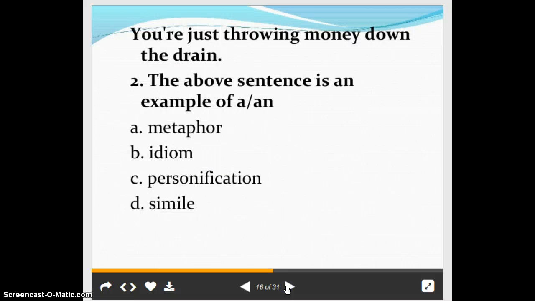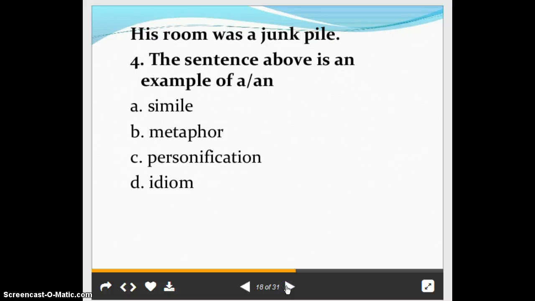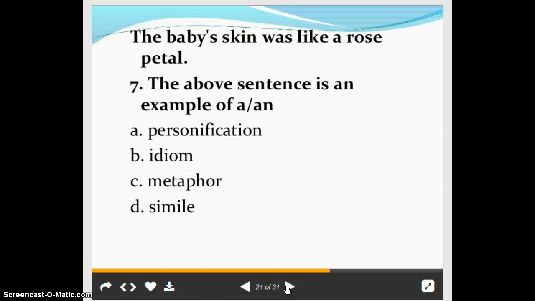And then after that, there are questions using the different types of figurative language that students can use as a review. And the teacher can pick and choose from the 15 review questions which ones to focus on.